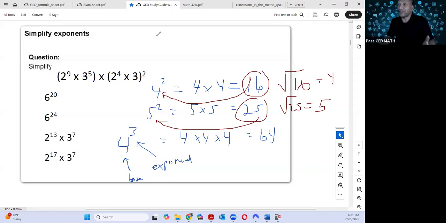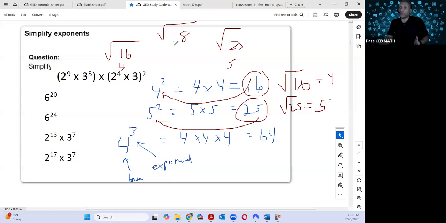So for example, if I said the square root of, I don't know, 18, I know the square root of 16 is 4. I know the square root of 25 is 5. So I know the square root of 18 is somewhere in between 4 and 5. I don't have to know it exactly, but I know it's in between because you always go back to what you know.